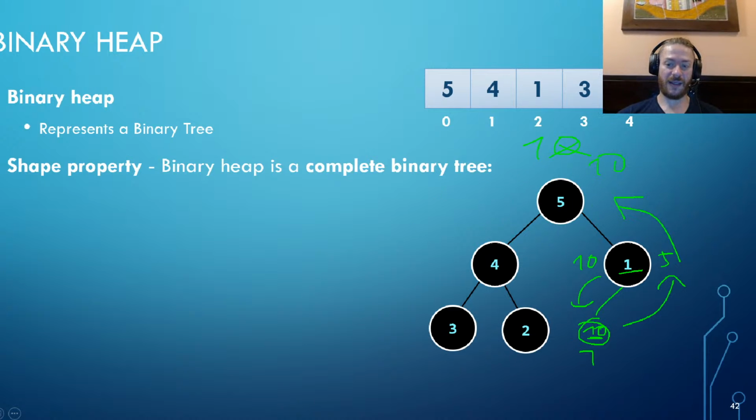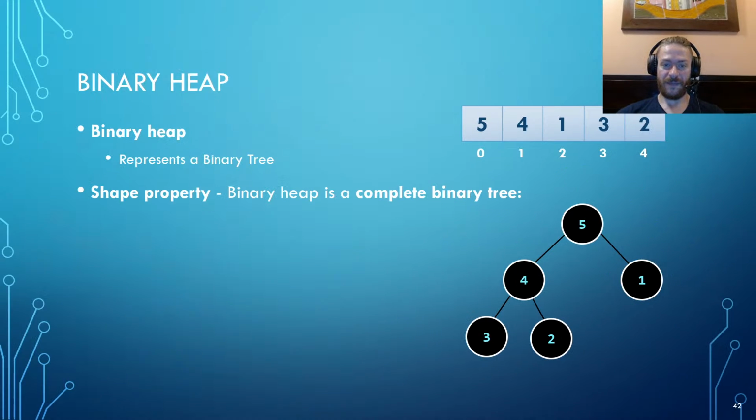Because the 10 is the biggest element in my heap, it will come to the root. Then 5 is bigger than 1, so 5 is here. That's the heapify up operation. There is a heapify down, of course.